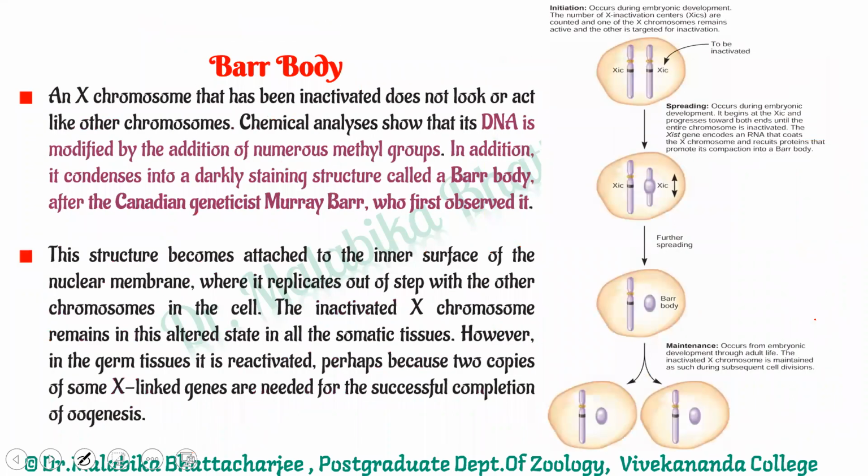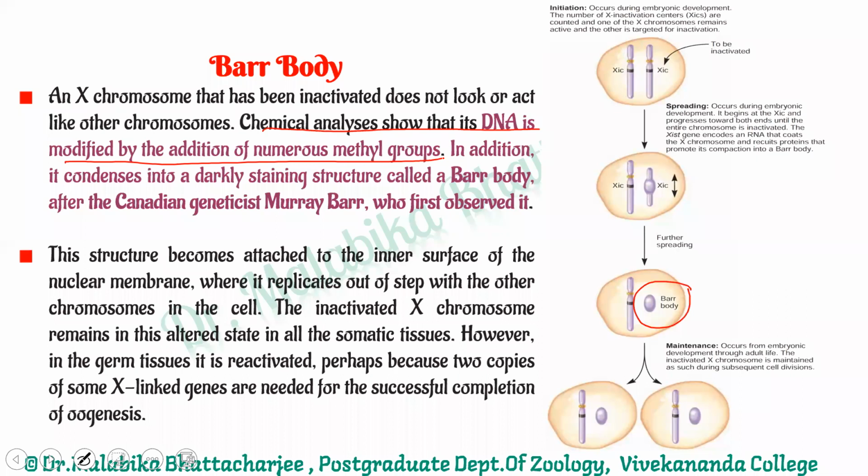And finally, coming to the last part, that is the Barr body. I just now discussed that one of the X chromosomes becomes inactivated to form a heterochromatic structure which is known as the Barr body. Chemical analysis showed that the DNA is modified by the addition of numerous methyl groups. So DNA methylation is an important factor. Since more and more methyl groups are added, the DNA becomes a closed structure, more and more heterochromatic in nature.